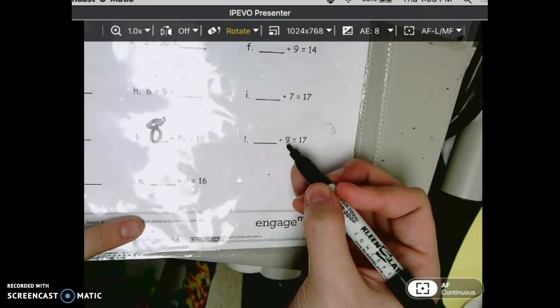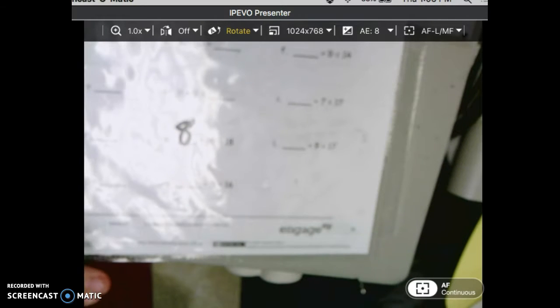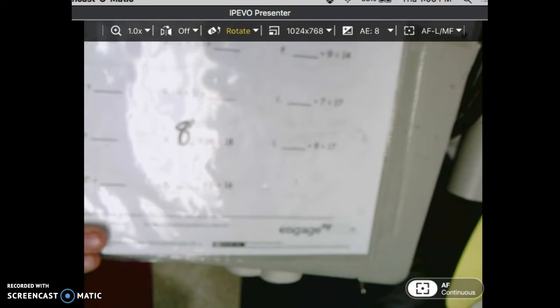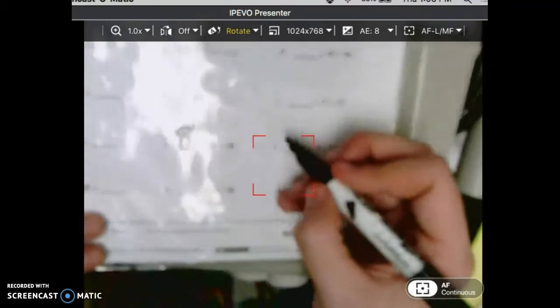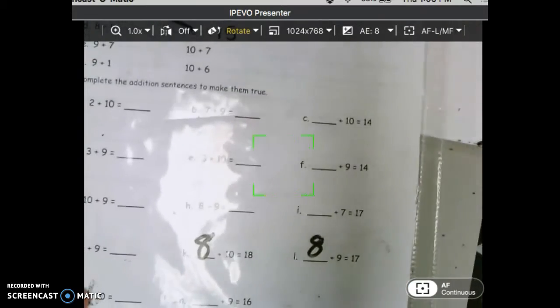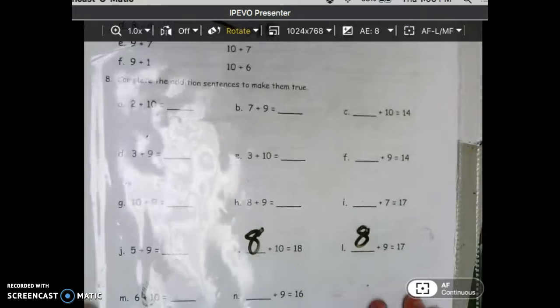Look at this one. Blank plus 9 equals 17. What plus 9 equals 17? Genesis? 8. 8 plus 9 is 17.